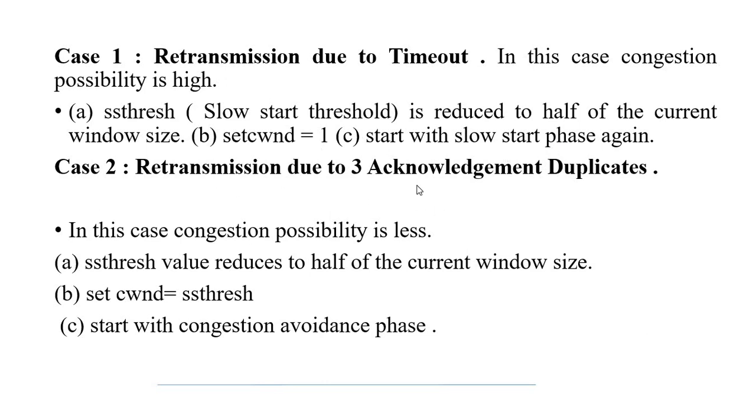Retransmission is also possible with 3 duplicate acknowledgements. Here the congestion possibility is lower, and the slow start threshold value will be reduced to half, and we set the congestion window to the slow start threshold and start with the congestion avoidance phase. So these were the data and information you need to understand from this congestion control in TCP. So that's all in the class today.